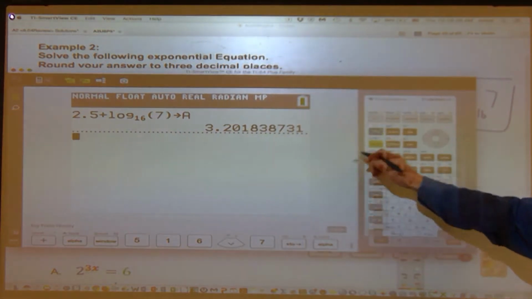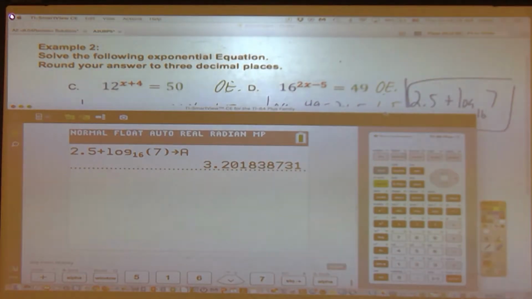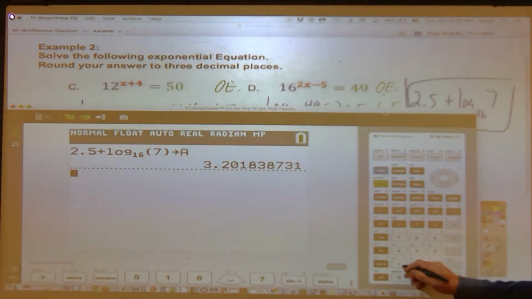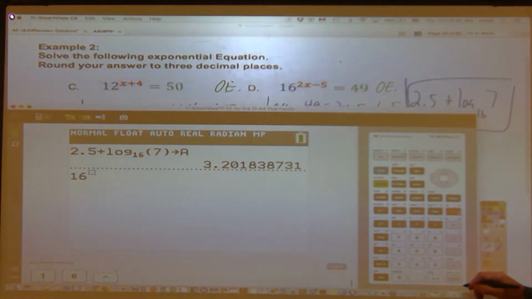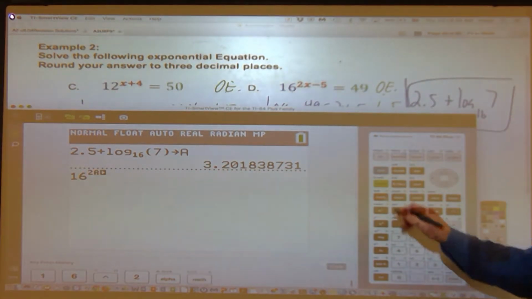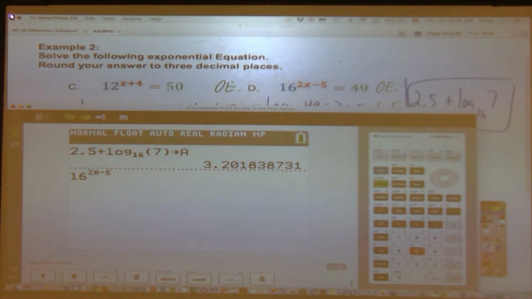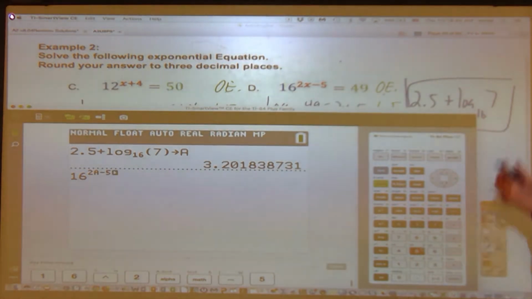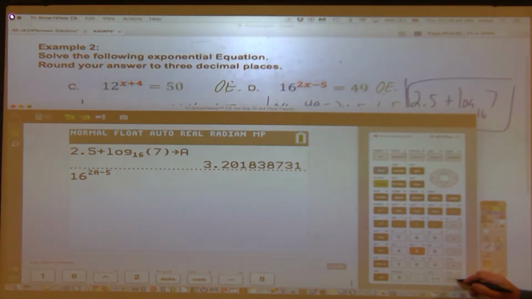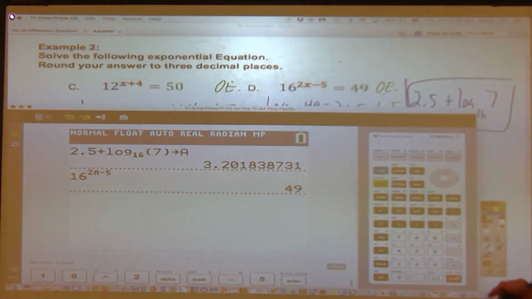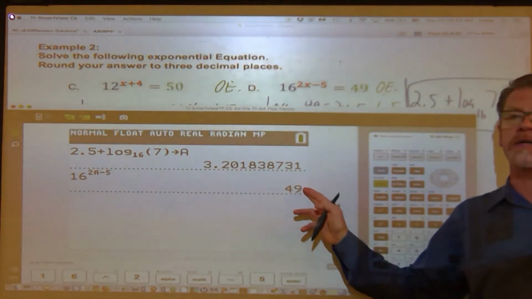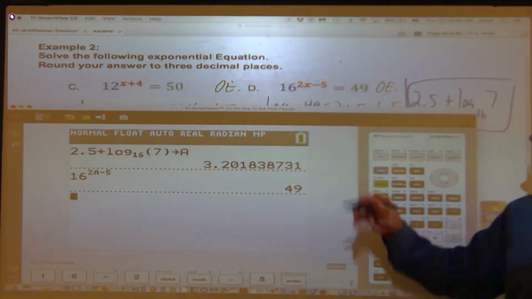Store the answer in A. Now type in the original problem and see if it comes up to 49. Type in 16 to the 2A minus 5, where A is the answer. The answer is x equals this thing. It should come out to 49 if I press enter here. It did. See, this is a way to use your calculator to check that.